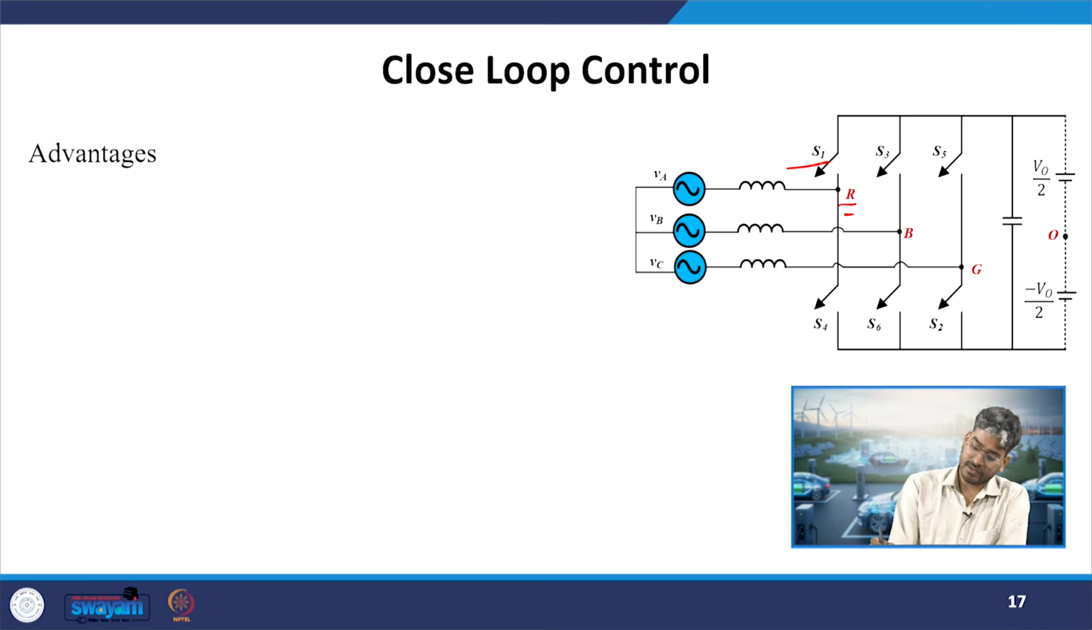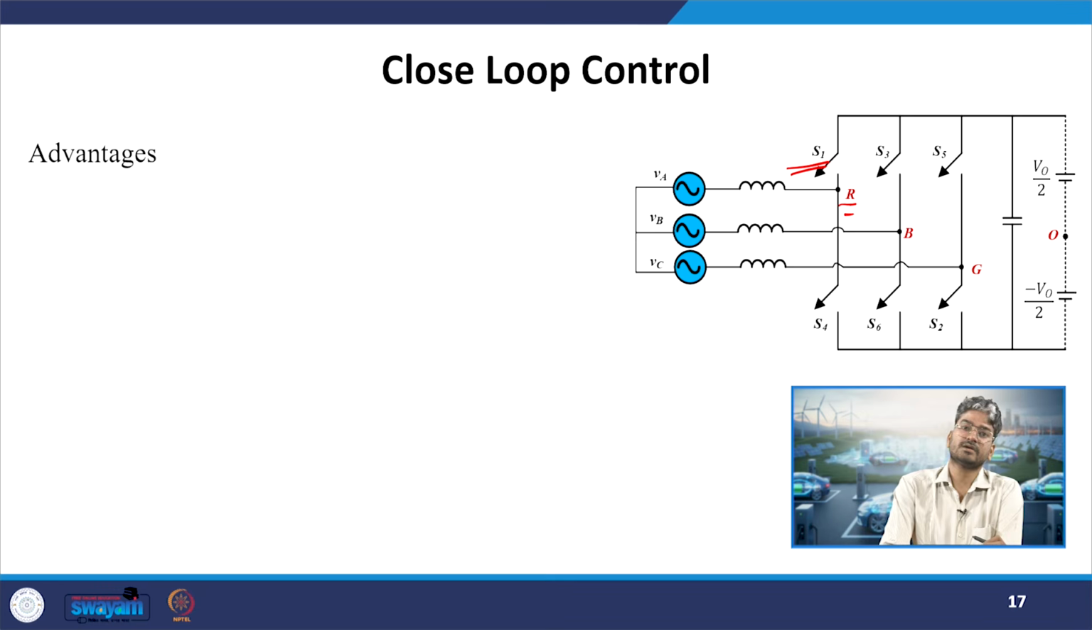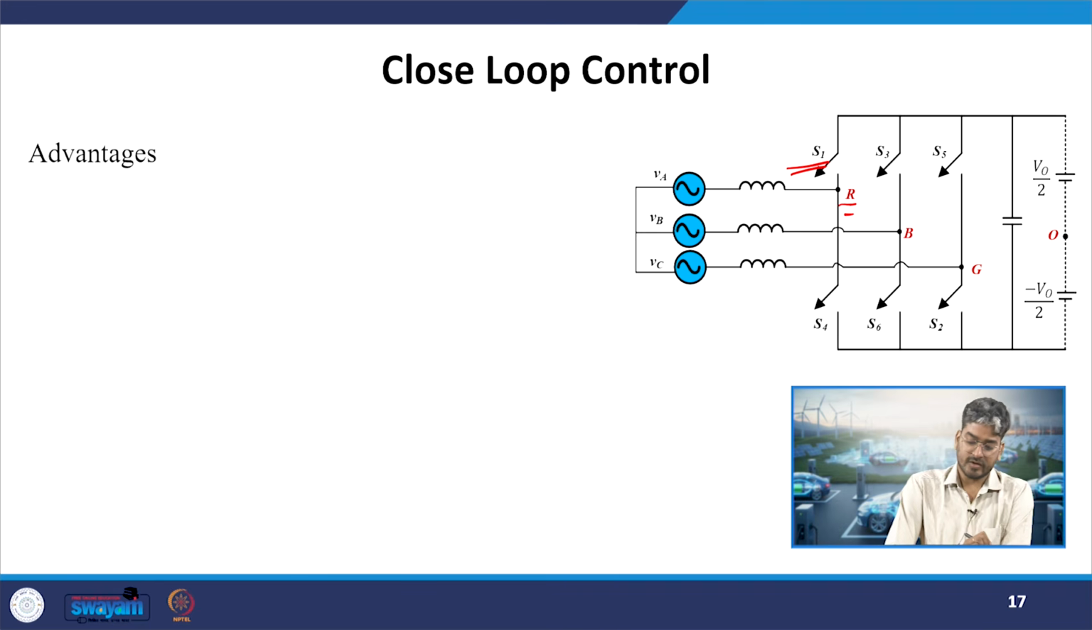For example, in this A phase, I will turn on S1 when my sine is having a higher magnitude compared to the triangular signal. When the vice versa condition is true, I will turn on the negative switch. And what will be the difference between the three modulating signals? They will be phase shifted by 180 degrees from each other, so that we will get balanced output voltage.